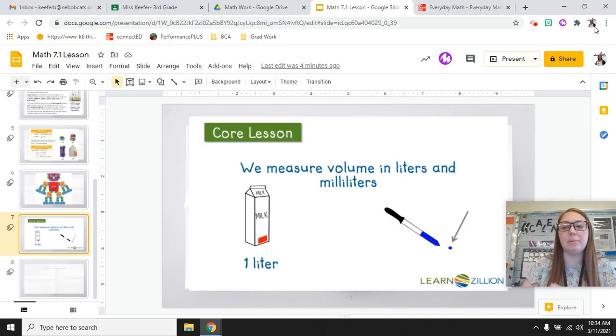Now I'm going to pause the video and show you a couple of different containers, and we're going to compare the volume of each of the containers and see which one holds the most and which one holds the least.